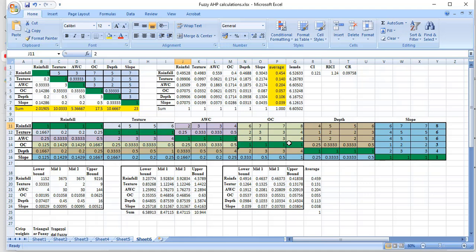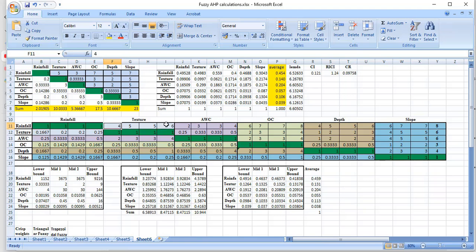Again, once we have filled the upper diagonal, the lower diagonal will be reversed. So this will not be 1 by 4, it will be 1 by 6, then 1 by 5, 1 by 5 and this 1 by 4. Similarly, we have to fill the entire matrix.